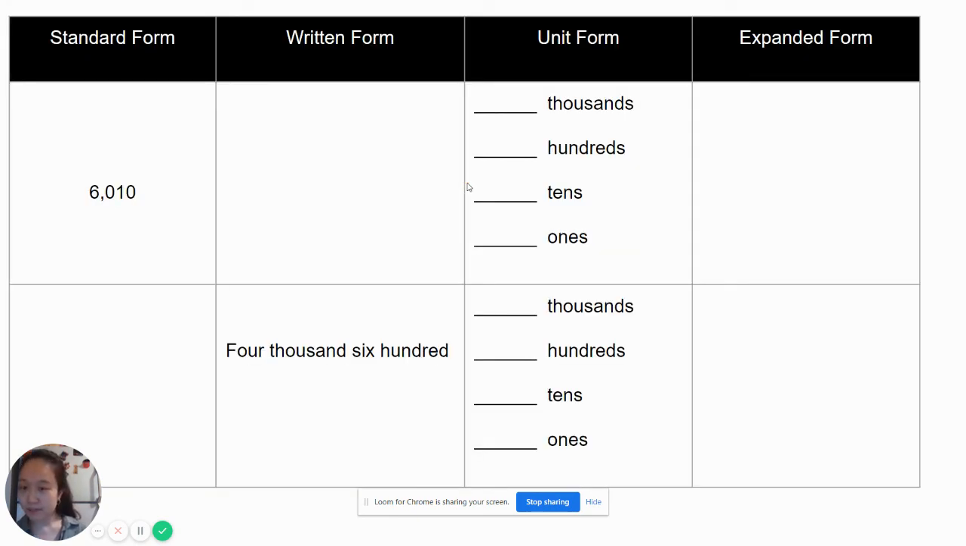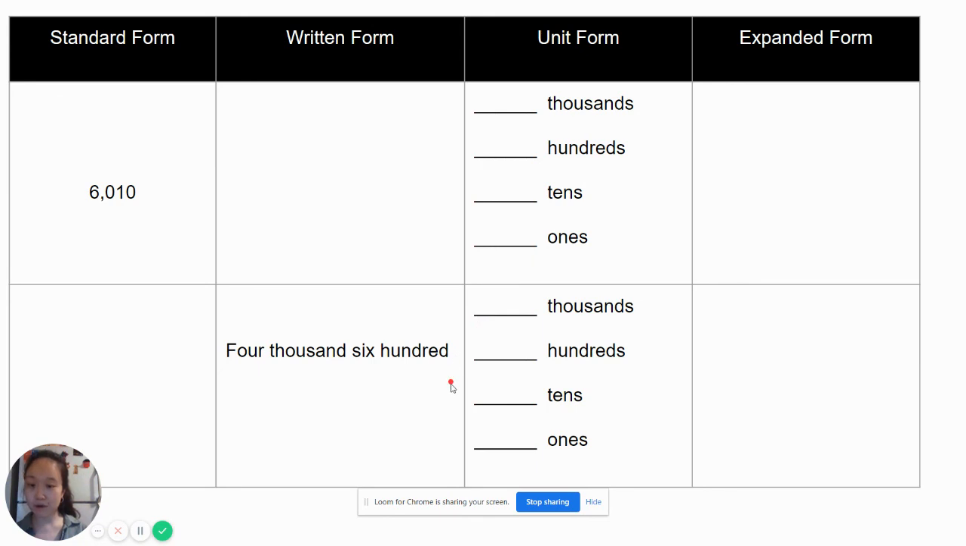Your assignment and the next few slides will look like this page. You will have a table and one form will be filled out for you. It might be the standard form, the written form, the unit form, or the expanded form. Using the information that you're given, you are going to fill out the rest of the boxes. So here, if I'm given this number, I have to write it in written form, unit form, and expanded form.